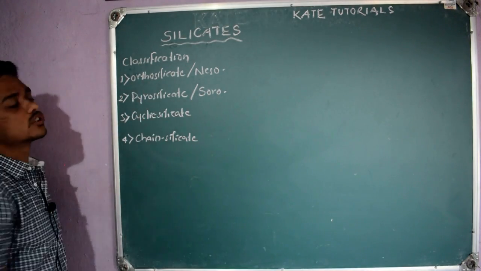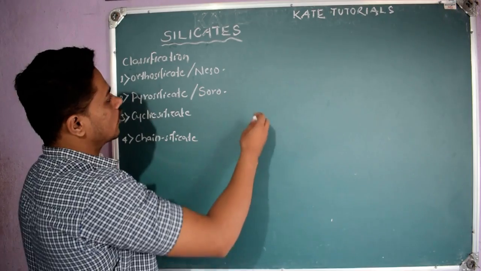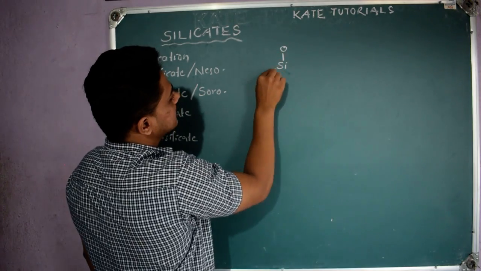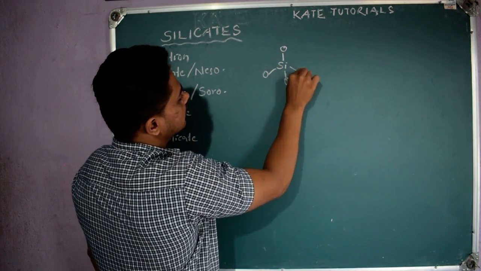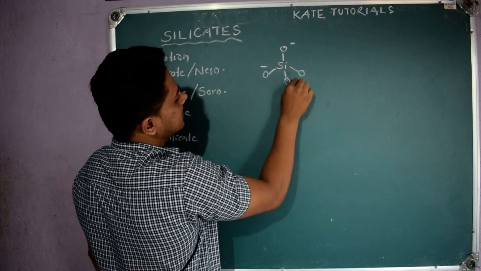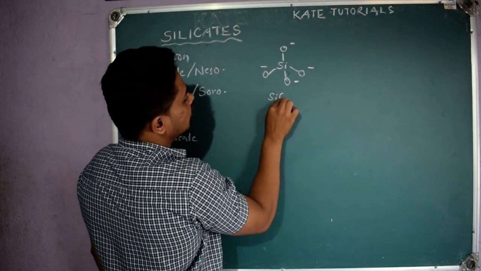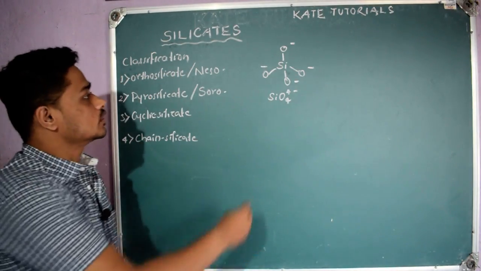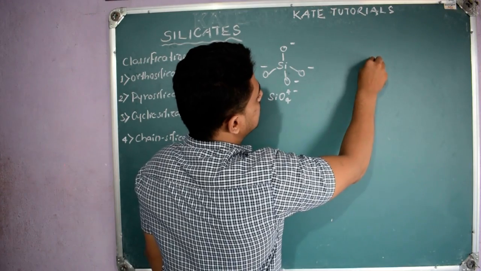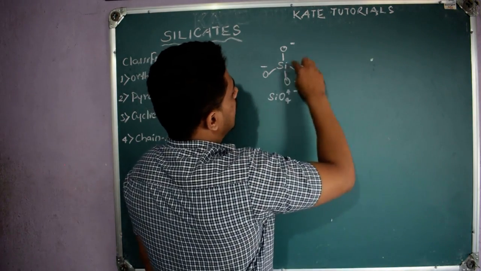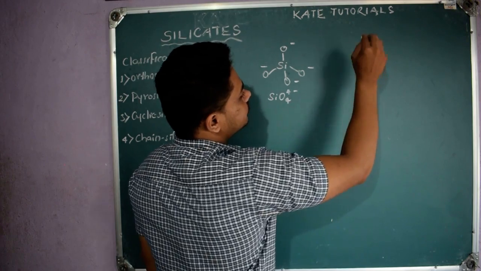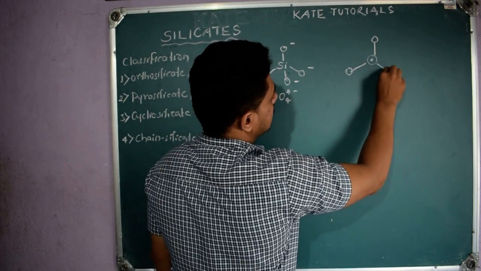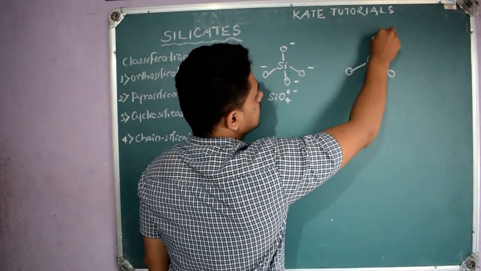So what is this orthosilicate or nesosilicate? I have told you the orthosilicate or nesosilicate will have the formula SiO4 with charge 4 minus, right? So this is the structure of orthosilicate. In the two-dimensional view we saw that silicon we represent by a dot, and one oxygen will cover that silicon, and the other oxygens will be like this: one oxygen, two oxygen, three oxygen, and this fourth oxygen, and each oxygen carries a negative charge.